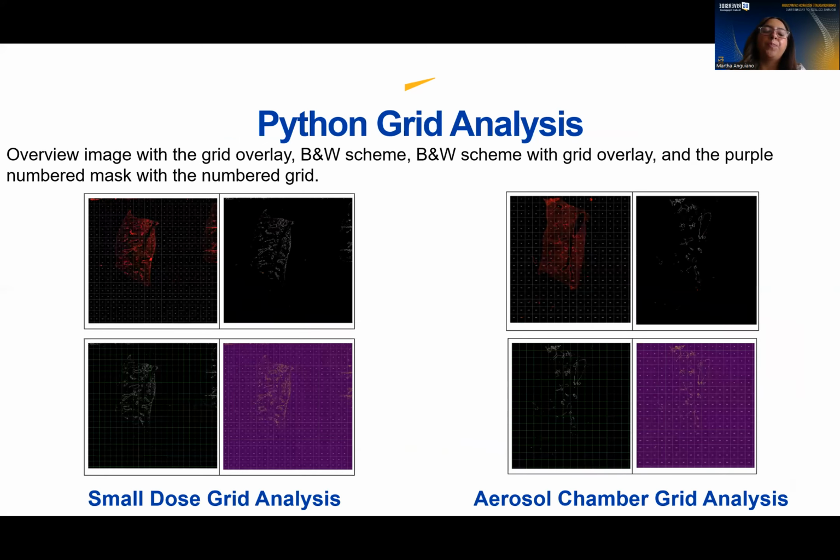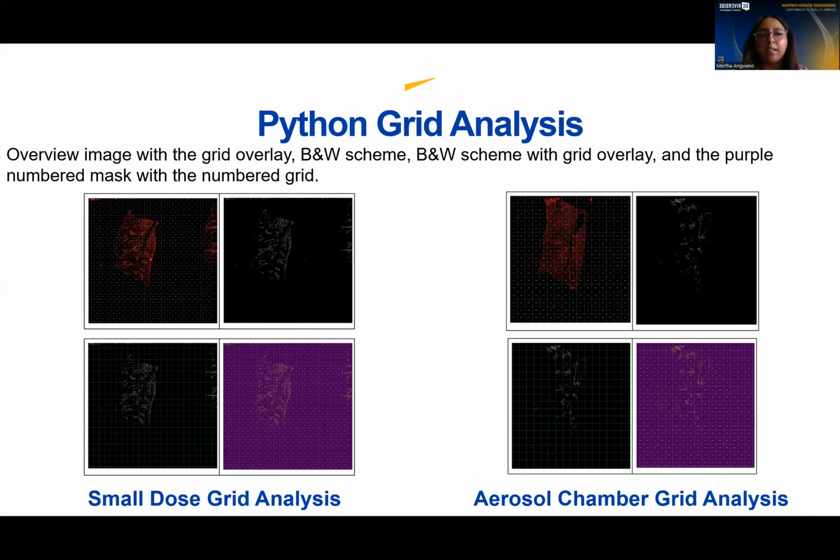To quantify and understand our data, we incorporated the Python grid analysis method. For these two studies, I have the small dose and the aerosol chamber exposure studies here. For this image, I have the overview image of the lung lobe with the grid overlay. Then here I have the black and white scheme, and here the same scheme with the grid overlaid on top, and this is the purple numbered mask scheme with the numbered grid. This was all generated using Python.